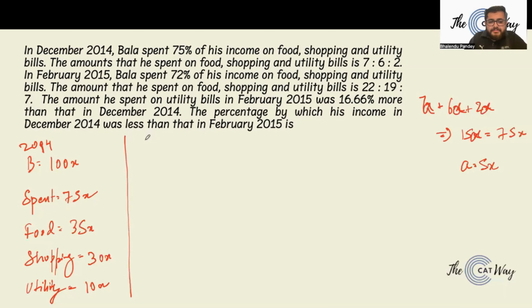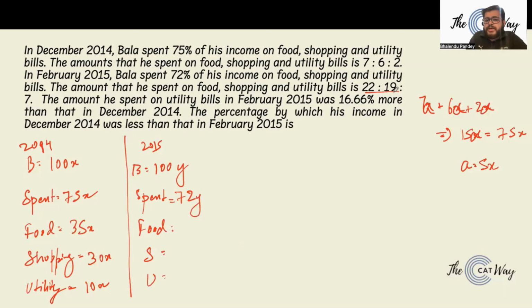Now coming to 2015. We do not know the income, so we'll assume that this time he earned 100y. Out of that, he spent 72y. Now, the amount that he spent on food, shopping, and utility is in the ratio 22:19:7. So let's say on food he spent 22b, on shopping 19b, and on utility 7b. Correct? So in total he spent 48b, and we know that the total he has spent is 72y. So my b value will become 1.5y.